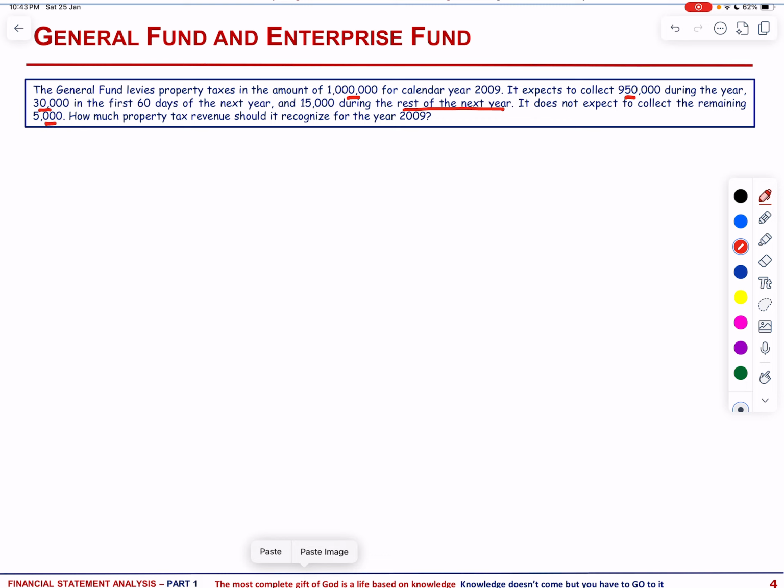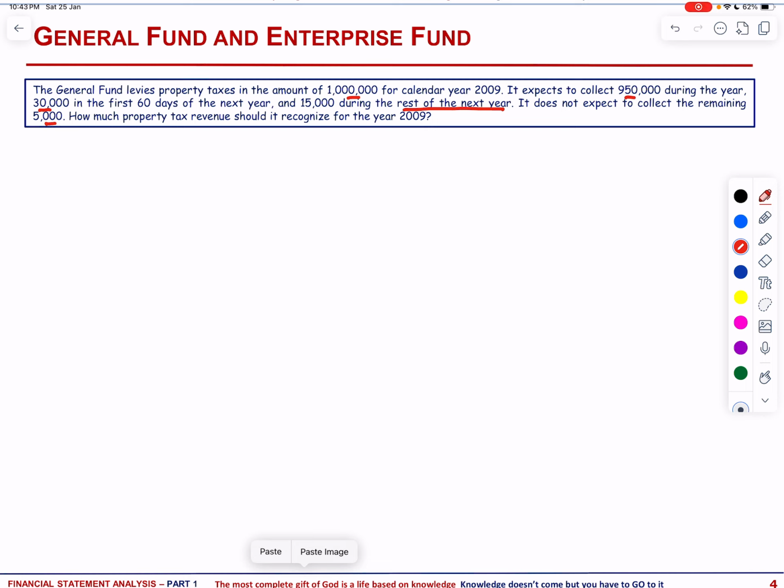So, to determine how much property tax revenue the general fund should recognize for the year 2009, we need to follow the revenue recognition principle under the modified accrual basis of accounting. Now, for governmental entities, property tax revenue is recognized in the period when it is both measurable and available. Available is generally defined as being collectible within 60 days after the end of the fiscal year. So let us break down the collection details.